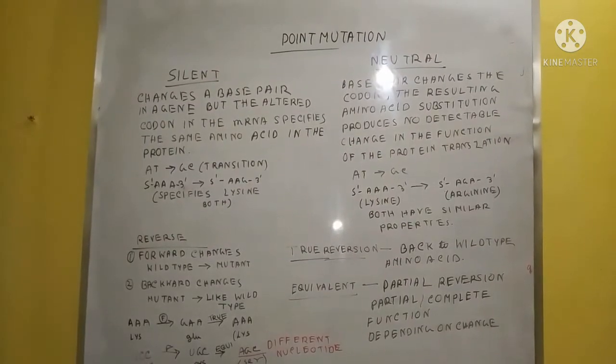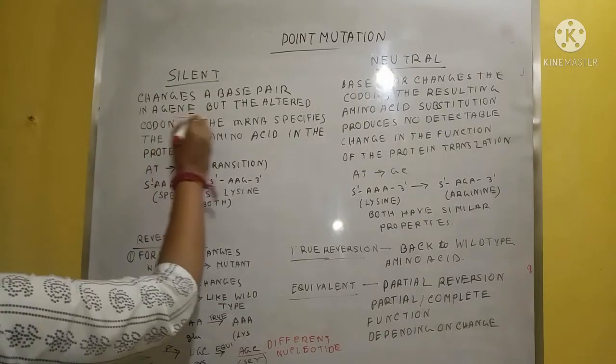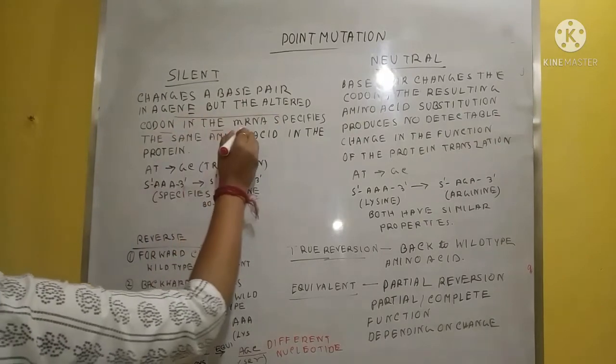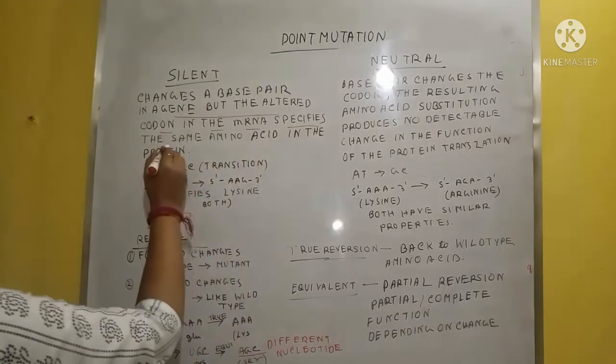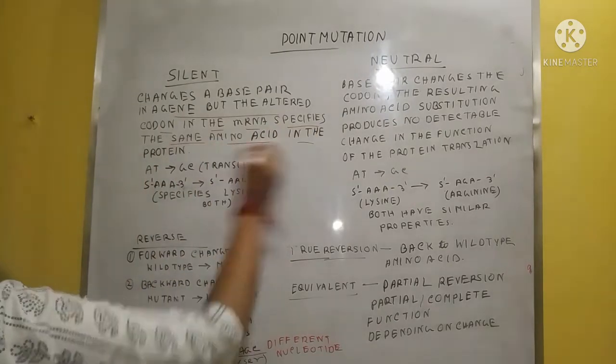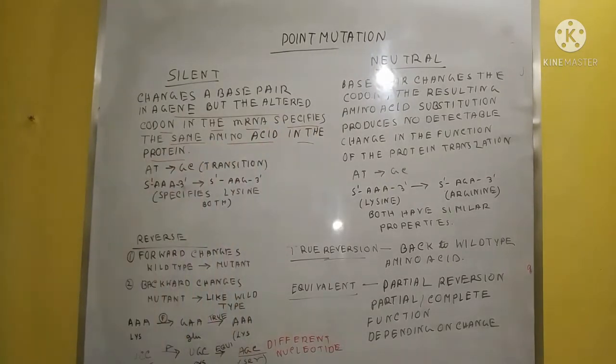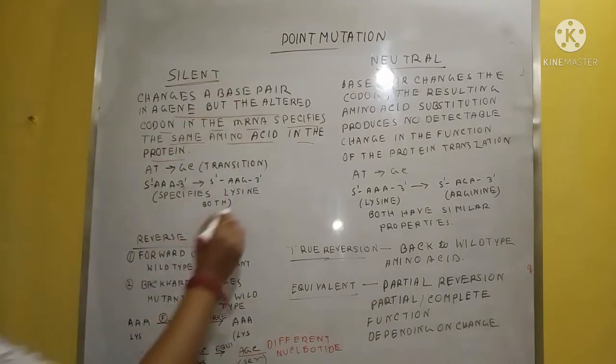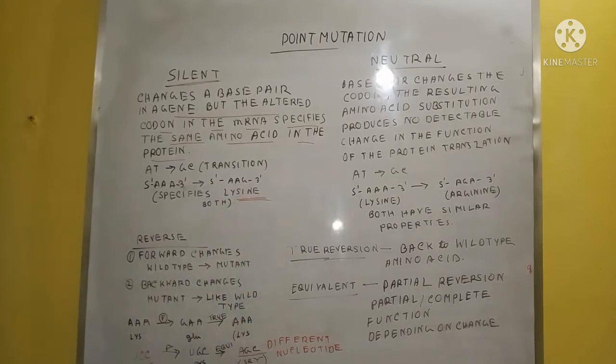Okay, now we learn about the silent and the neutral mutation. What is the silent mutation? The change of a base pair in the gene, but the altered codon in the mRNA specifies the same amino acid in the protein. Any change in the codon that is not effective is why it is silent. It is not effective for the production of the same type of amino acid.